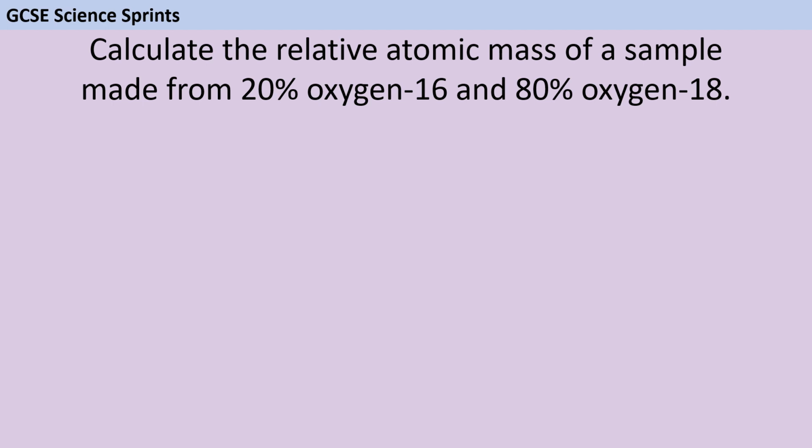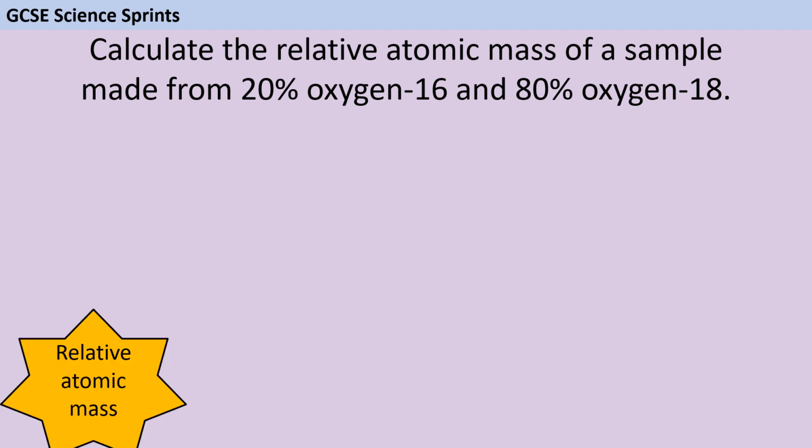We're back today with another relative atomic mass calculation. This is taught in the first unit of AQA GCSE Chemistry or Combined Science, the atomic structure and the periodic table unit. In this question, we're told that we have a sample that contains two different isotopes.